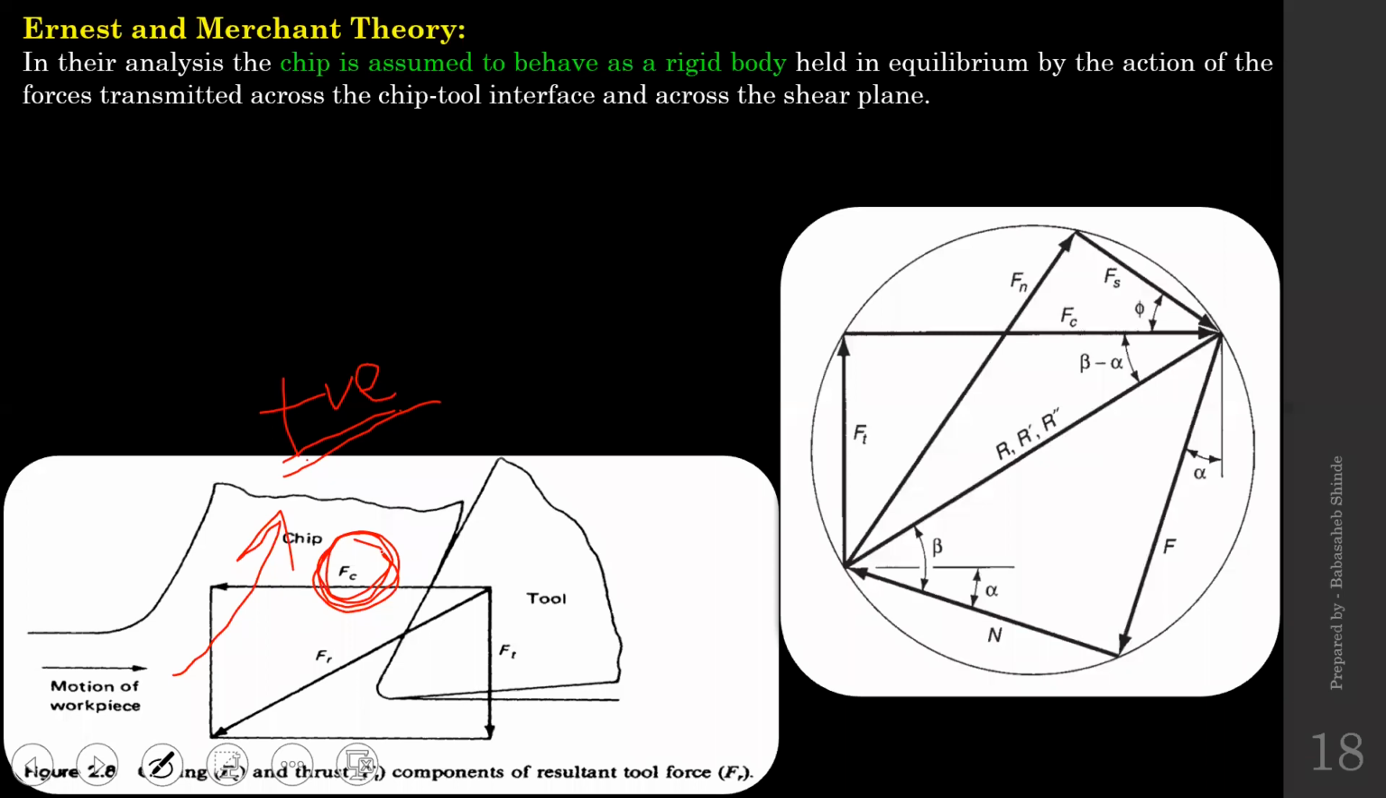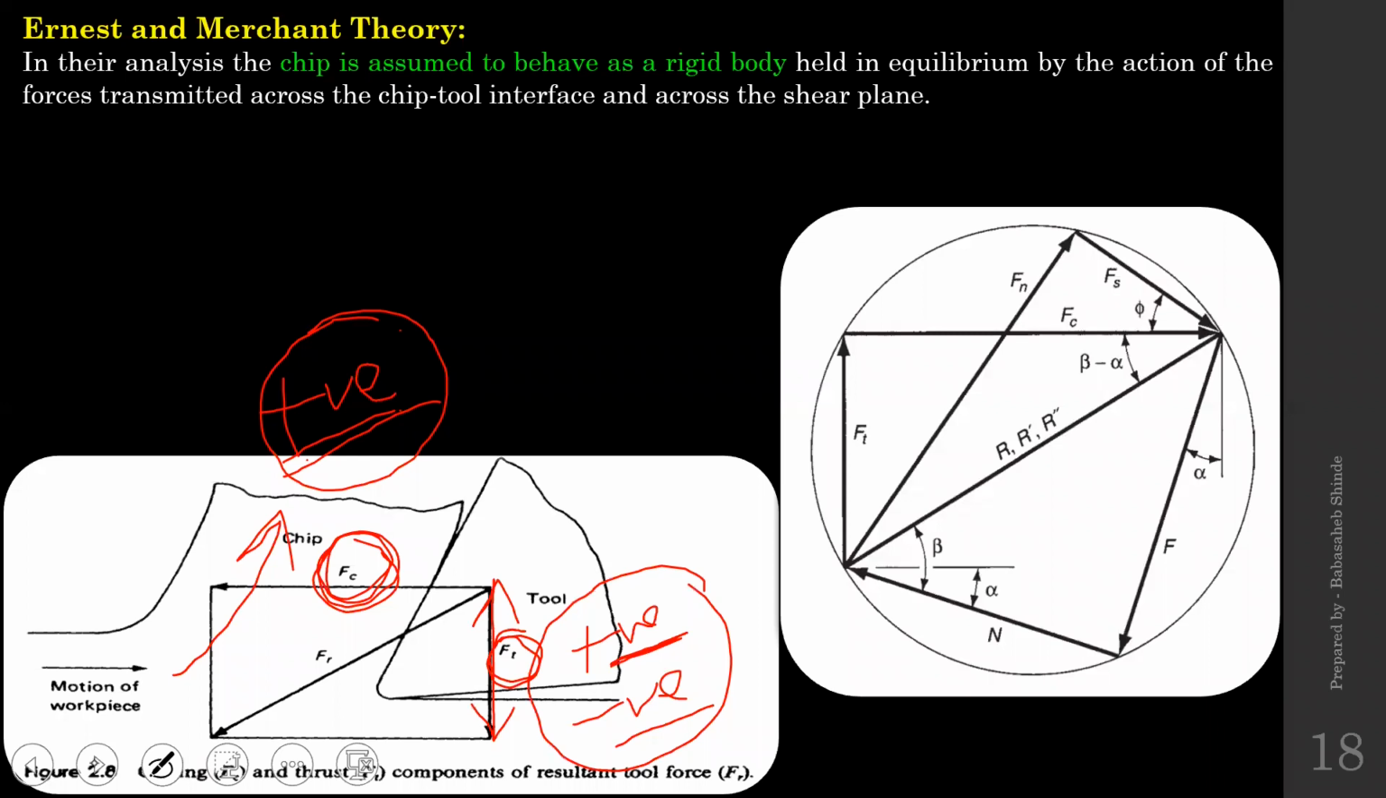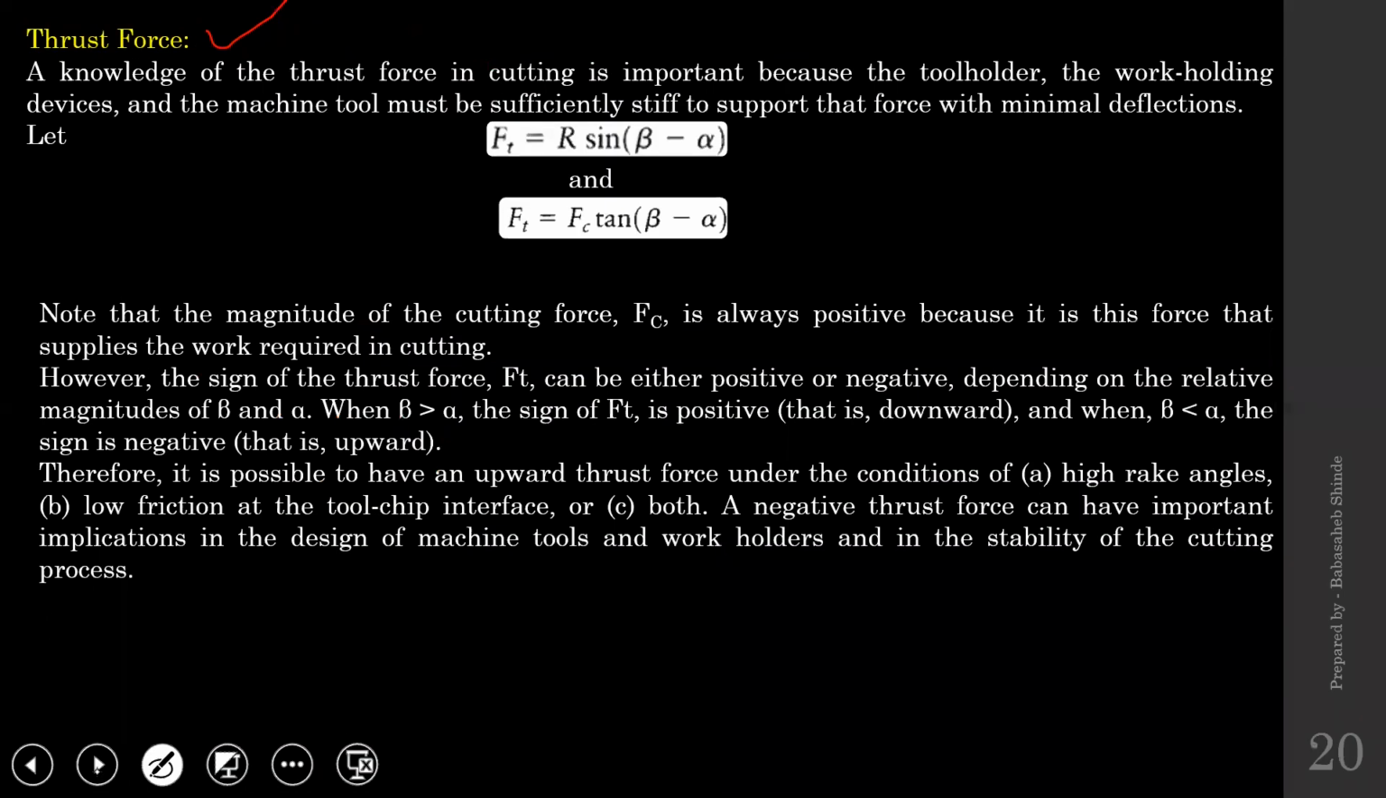Okay, so out of this Fc and Ft, this Fc is always going to have positive value, but when it comes to this Ft, that is thrust force, it could be positive as well as negative. When we say it is positive, it acts downward, and when we say it is negative, it acts upward. Now why could this be positive as well as negative? Now, if you look at the relation for that thrust force from the Merchant circle, when you apply trigonometry, you will get Ft is equal to R sine beta minus alpha, or Fc tan beta minus alpha.